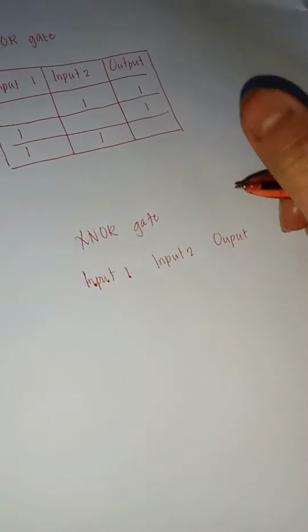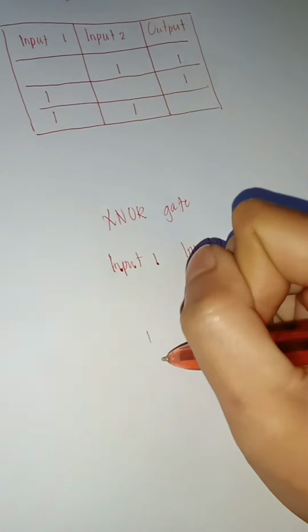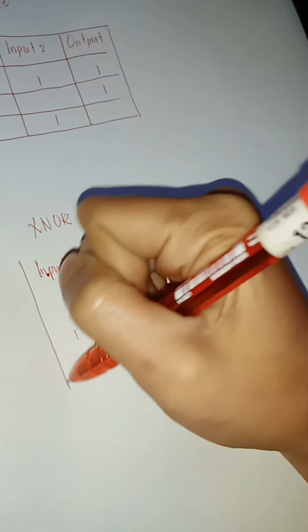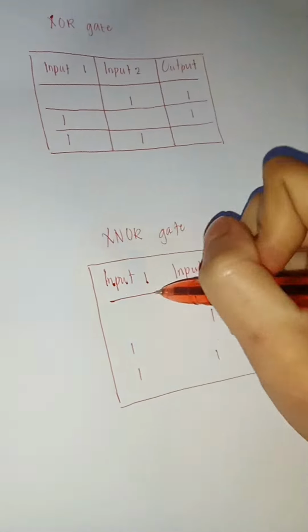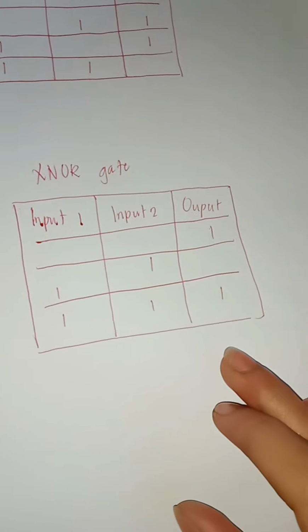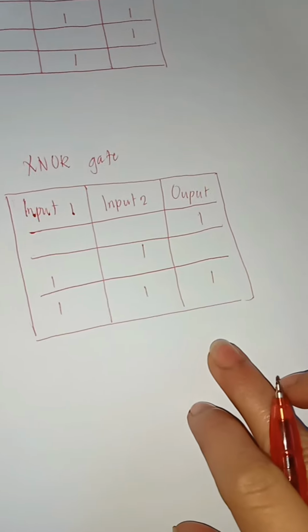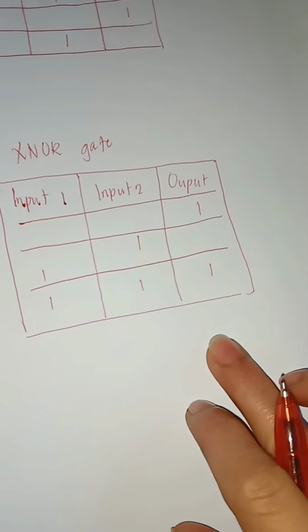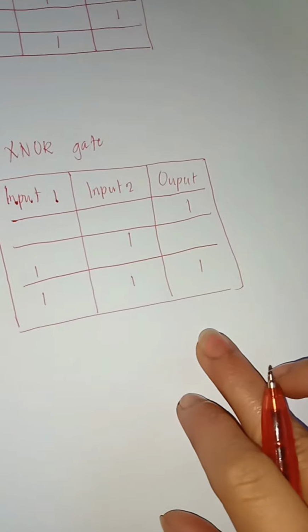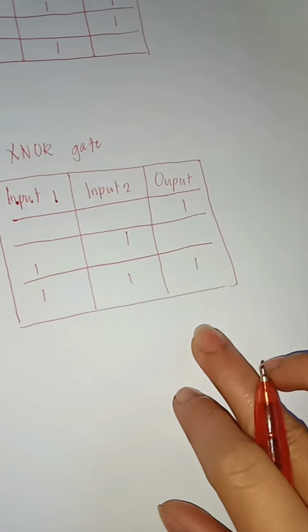Let's have the last logic gate. The last logic gate that we have to explain is the exclusive NOR gate. And the table is input 1. The exclusive NOR gate is a combination of an exclusive OR gate followed by an inverter. Its output is true if the inputs are the same and false if the inputs are different.